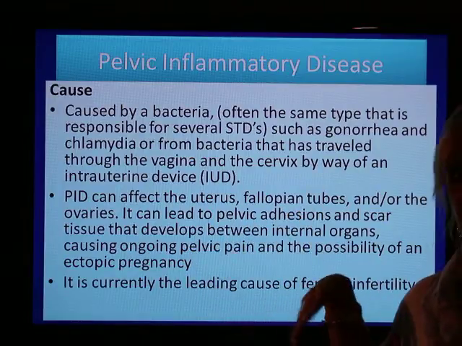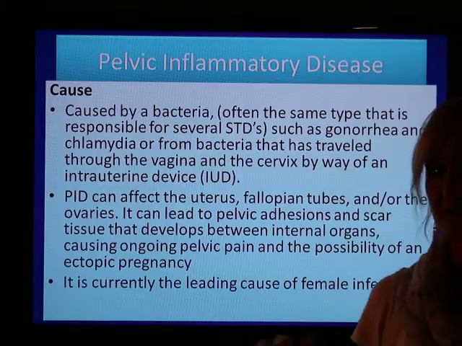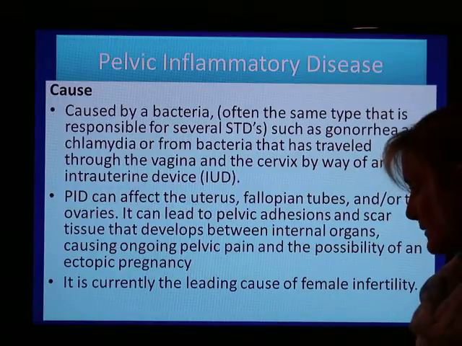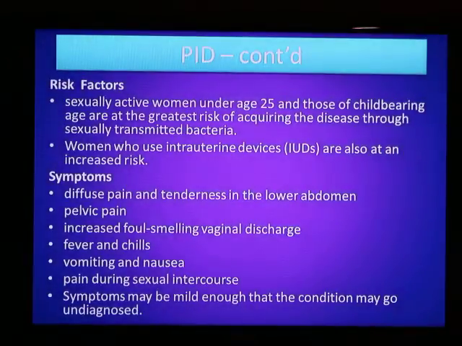Hopefully you learn what an ectopic pregnancy is in OB. If not, let me know. I'll tell you what it is when we get to class, but I don't want to bore you if you already know what that is.